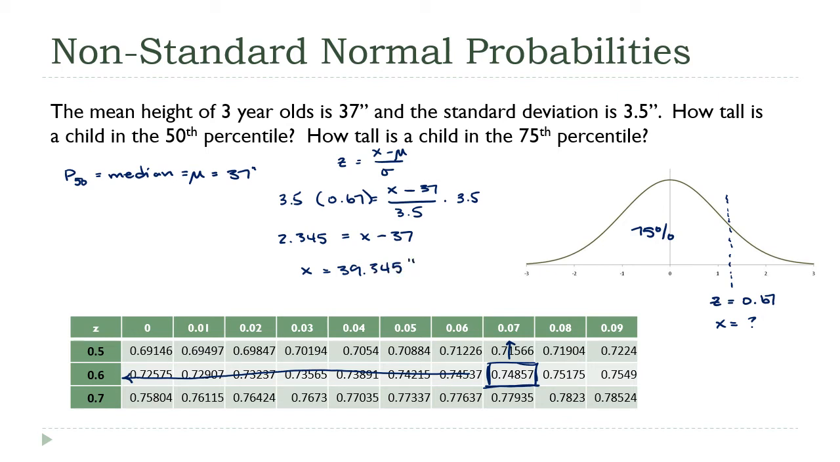So we use our right notation here. This is P75, which of course you remember also happens to be the third quartile.